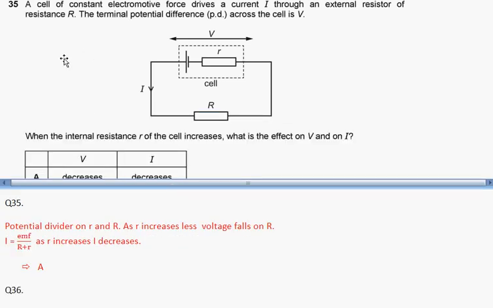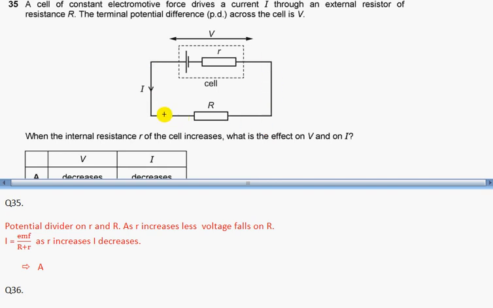A cell of constant EMF drives the current I through external resistor R. The terminal potential difference across the cell is V. When the internal resistor r of the cell increases, what is the effect on V and I? So actually V is potential difference across resistor R.